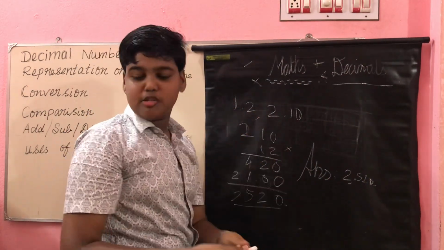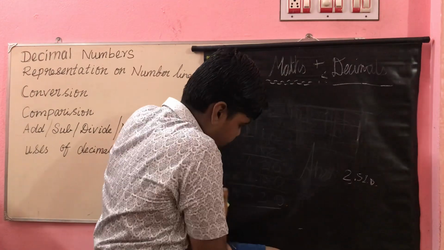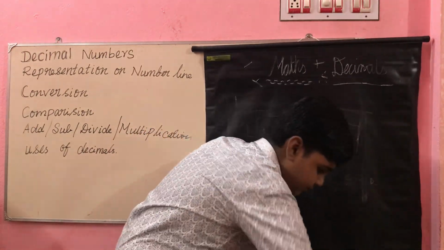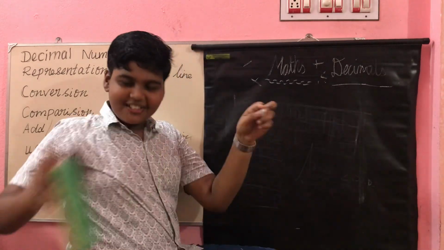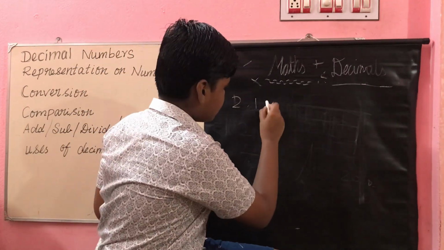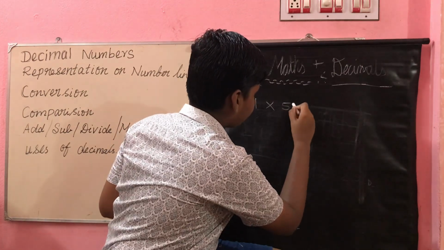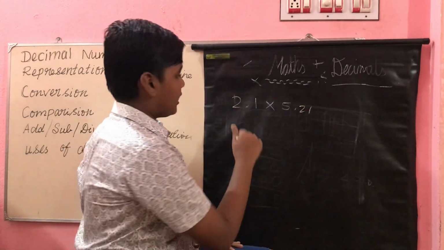So this is how we used to multiply the numbers. I think you are confused. I'll explain it with one more sum. Okay. So the other sum is 2.1 into 5.21. So it's very easy.